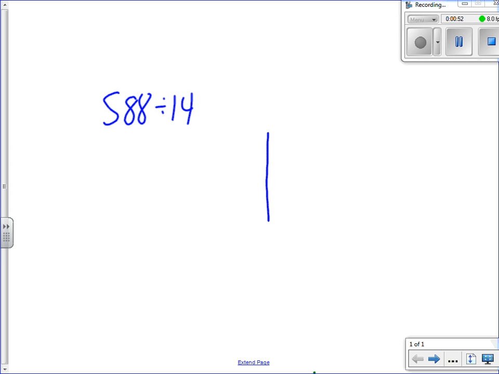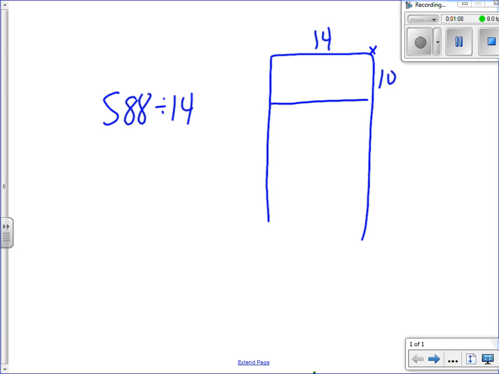And remember, when I start off with the area model, I start off with a rectangle. I'm going to put my 14 up here, and I use friendly numbers. That's why I think the area model is simple, because we use friendly numbers. So I'm going to start off with 10, because I know 100 is going to be 1,400, and that's going to be too much. So I'm going to start off with 10. 14 times 10 is 140.